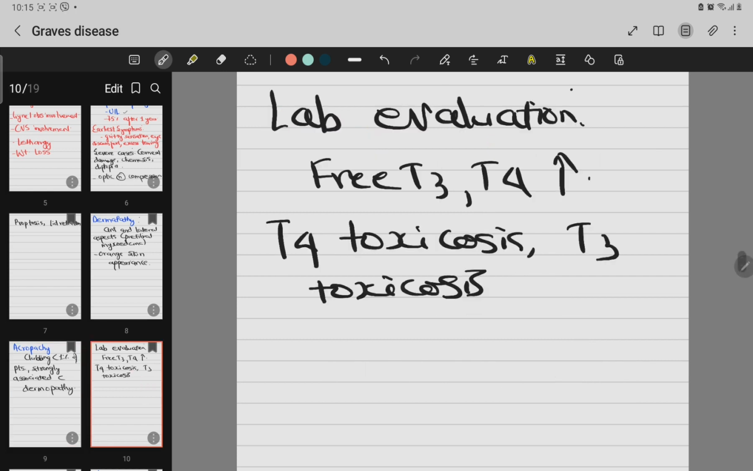Now we will be talking about lab evaluations. There is an increase in the level of T3 and T4, and T4 toxicosis will be there.